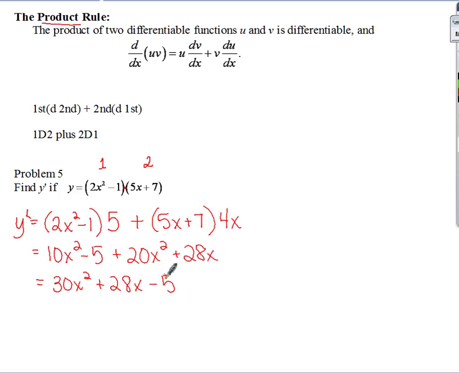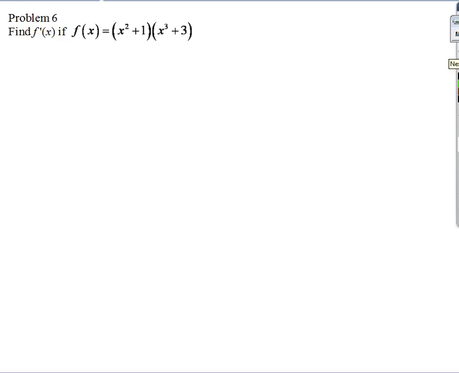That's using the product rule. So the product rule is 1d2 plus 2d1. First quantity times the derivative of the second plus second quantity times the derivative of the first. 1d2 plus 2d1. Take a minute and say that with me. 1d2 plus 2d1. It's going to be very important. So I would like you to try problem number 6 using the product rule.